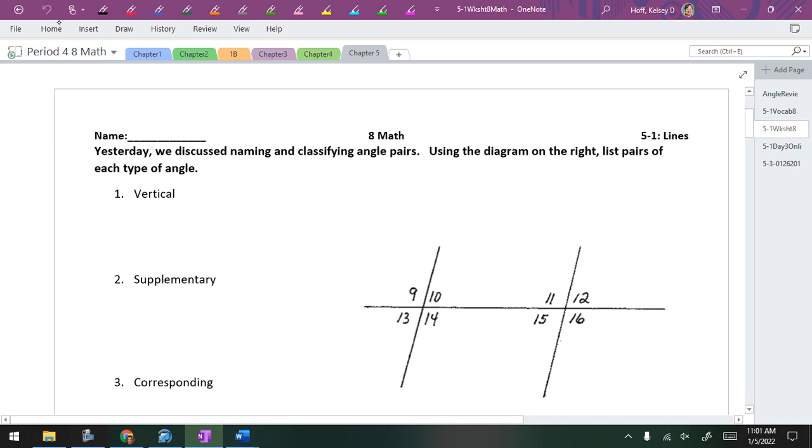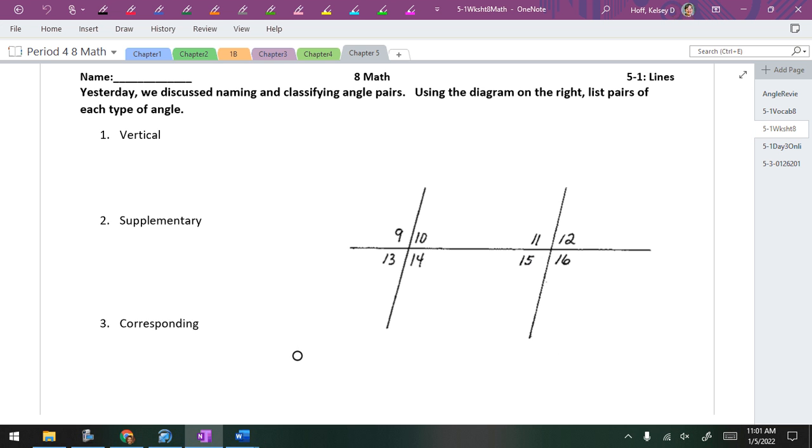All right, if you don't have all of these, that's totally fine. This is notes, so write them down. I just want to see how many you were able to identify on your own, remembering our vocab from yesterday. Okay, Ethan, give me one pair of vertical. 9, 13. No. 9 and 10. Nope, vertical. You want to share your vertex, go in opposite directions.